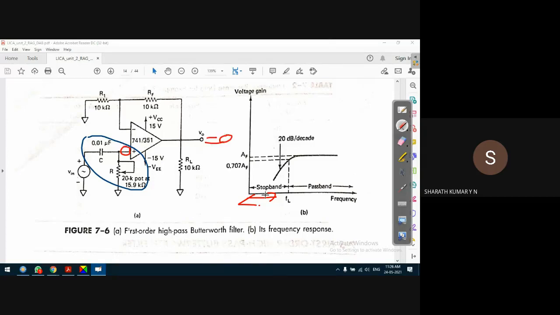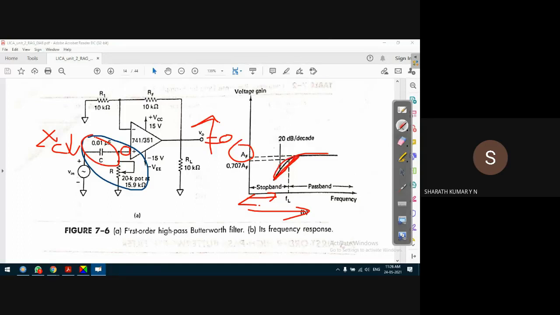Okay, so as the frequency increases, the impedance of the capacitance decreases. That is XC, the impedance of the capacitance. So the output voltage starts increasing. As the output voltage increases, gain also increases.